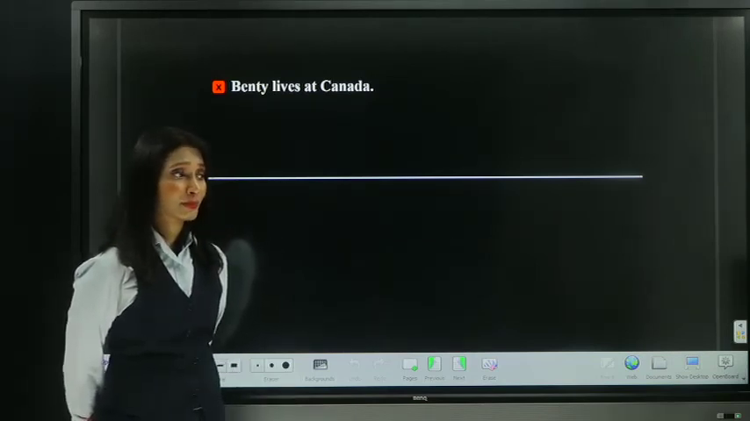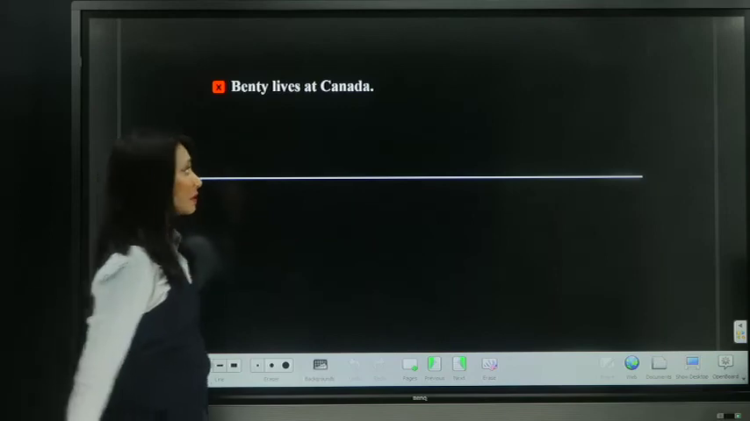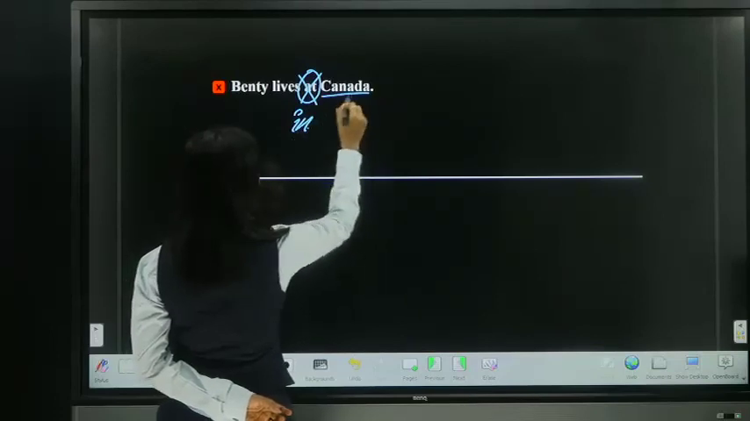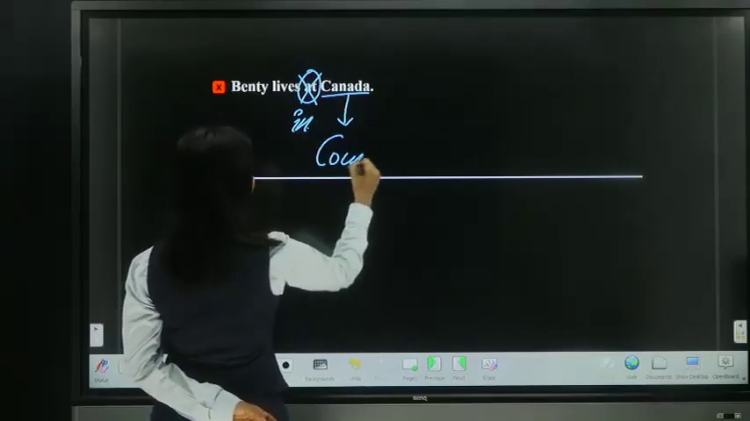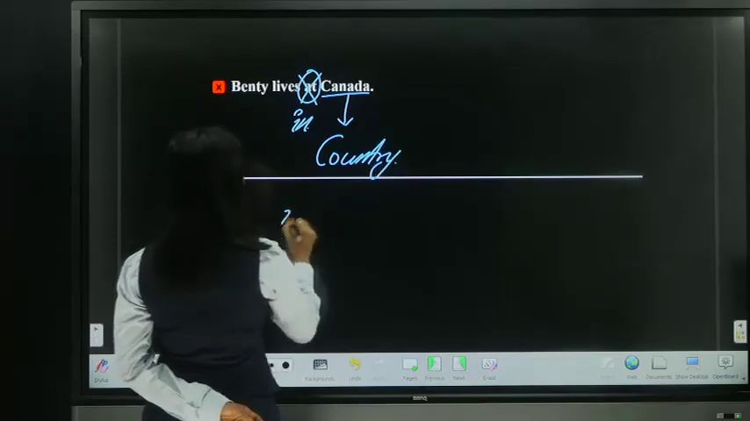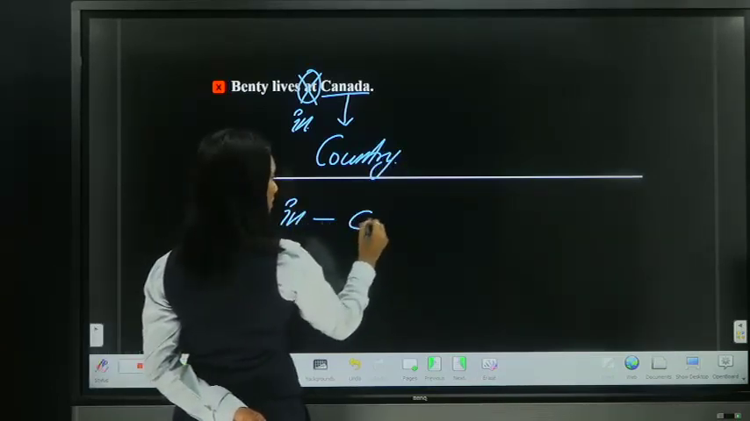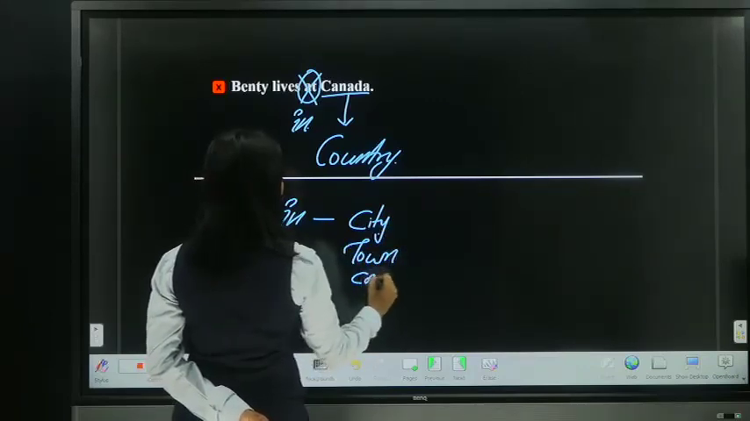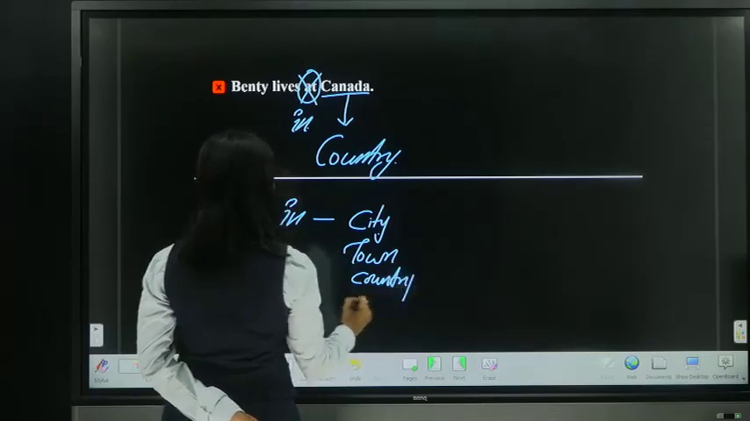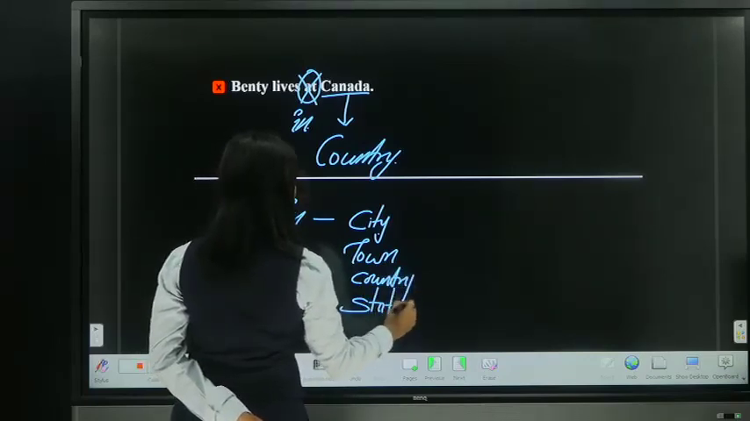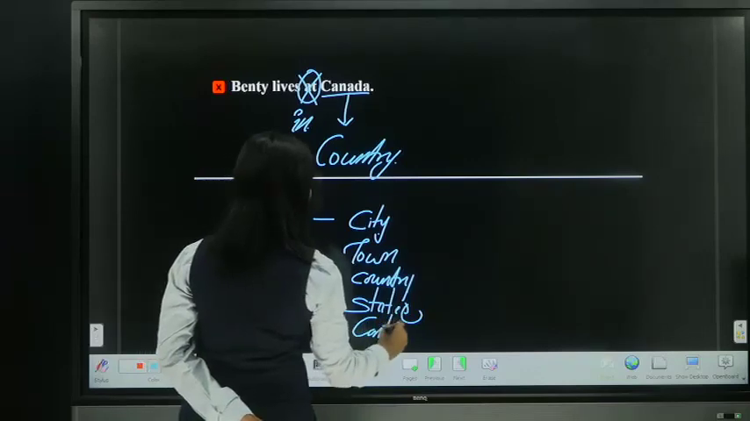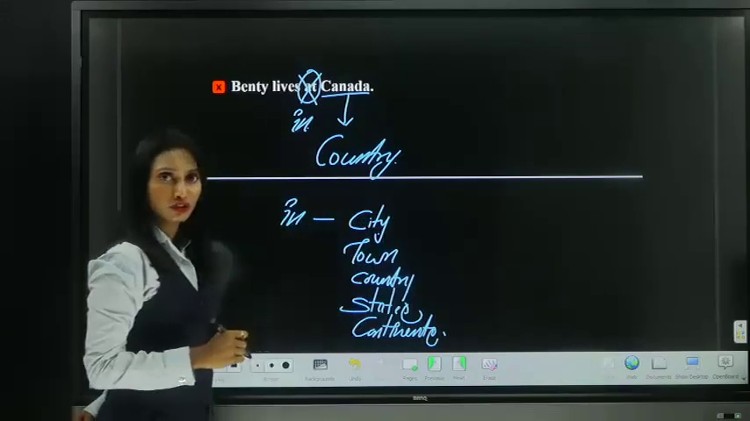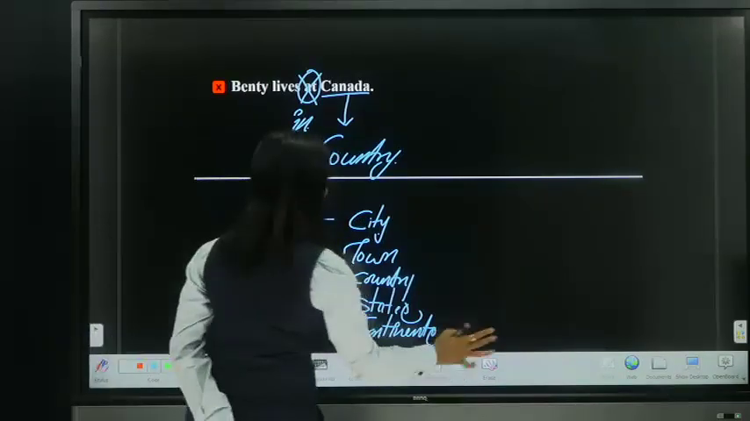Good, Sunny. It is in Canada. Why? Canada is a country. So we have discussed that preposition in is used before cities, big towns, countries, states, and continents. Hence, in Canada is the correct one. Good job, Sunny. Now look at the next sentence.